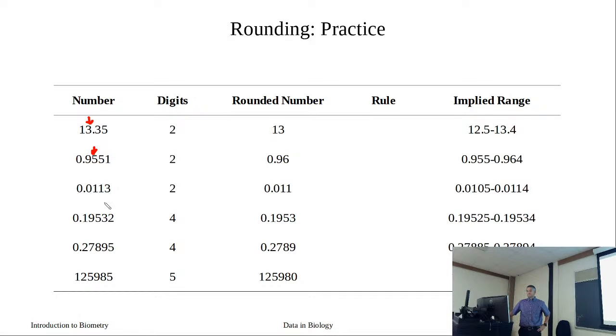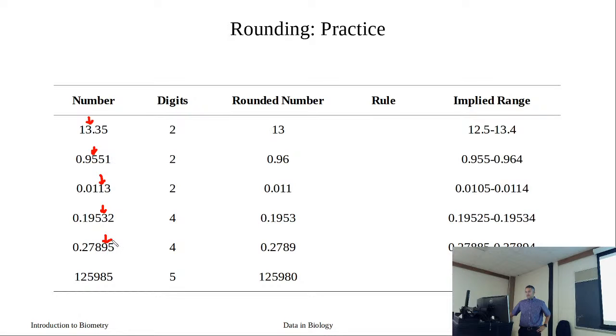All right? 2 digits. We're going to here. There's our target. We look at the next number, less than 5. We leave it alone. We round to 0.011. 4 digits. Same thing. 3. We go to our next digit, less than 5. We leave that 3 alone. That's our rounded number.